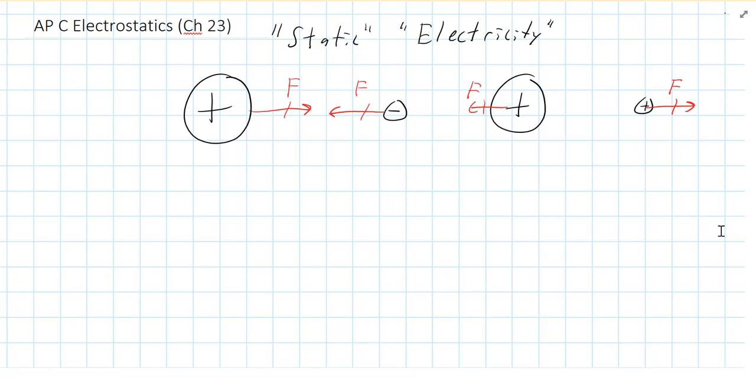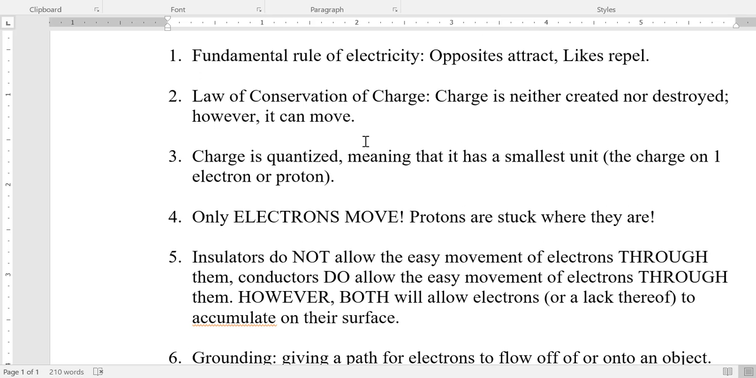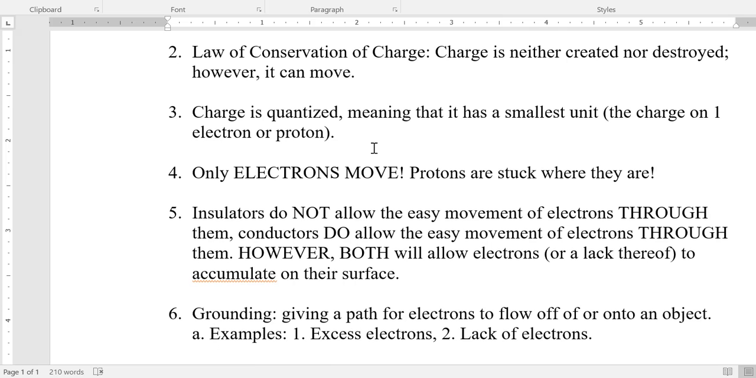Now, the second thing on that sheet is the law of conservation of charge. Charge is neither created nor destroyed. However, it can move. In all the pictures we're going to draw together in a few minutes, you'll notice that the total number of charges always stays the same. They just move around. So you can't create or destroy electrons or protons in any of the things we're going to do.